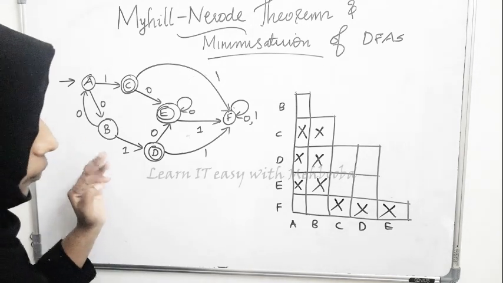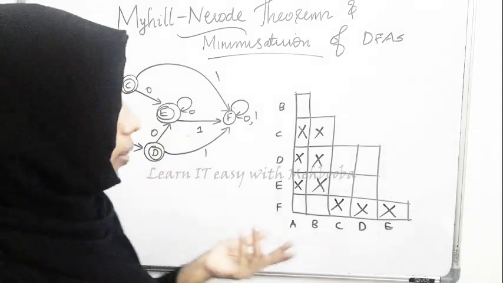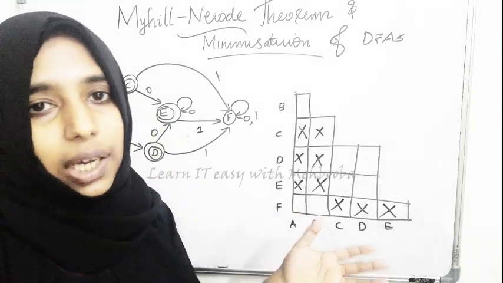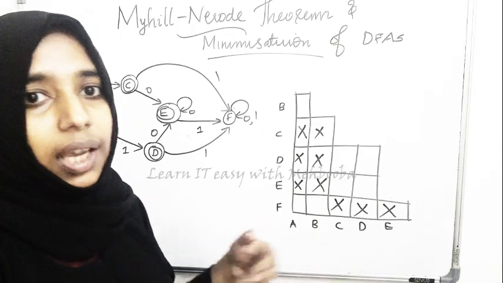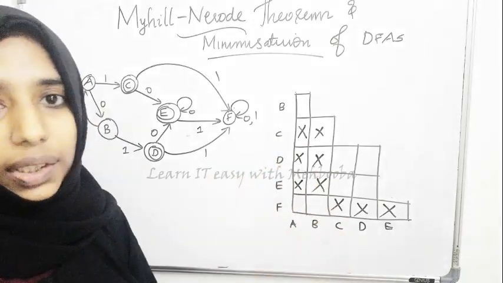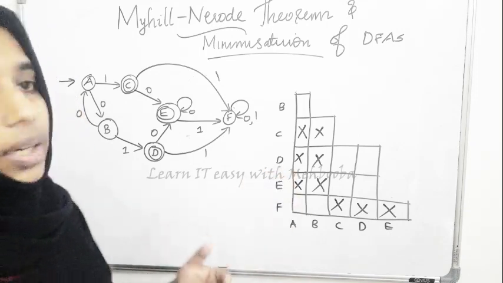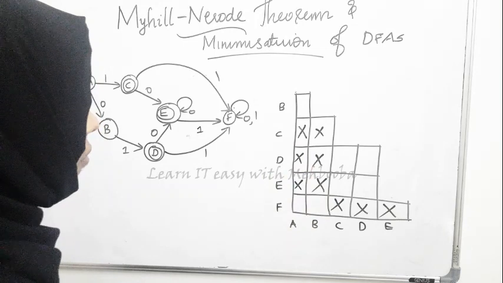Now we don't know whether C, E and D are equivalent to each other, because just because they are final states, you can never say that they are equivalent. So these are the pairs of states we are sure are not going to be equivalent, because a final state can never be equivalent to a non-final state. So we have marked all this.